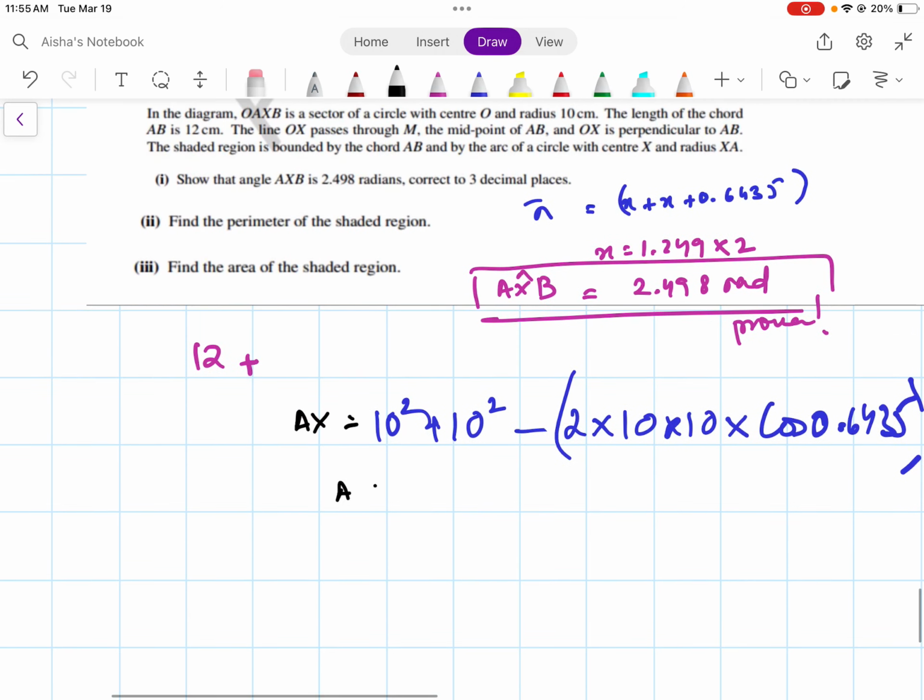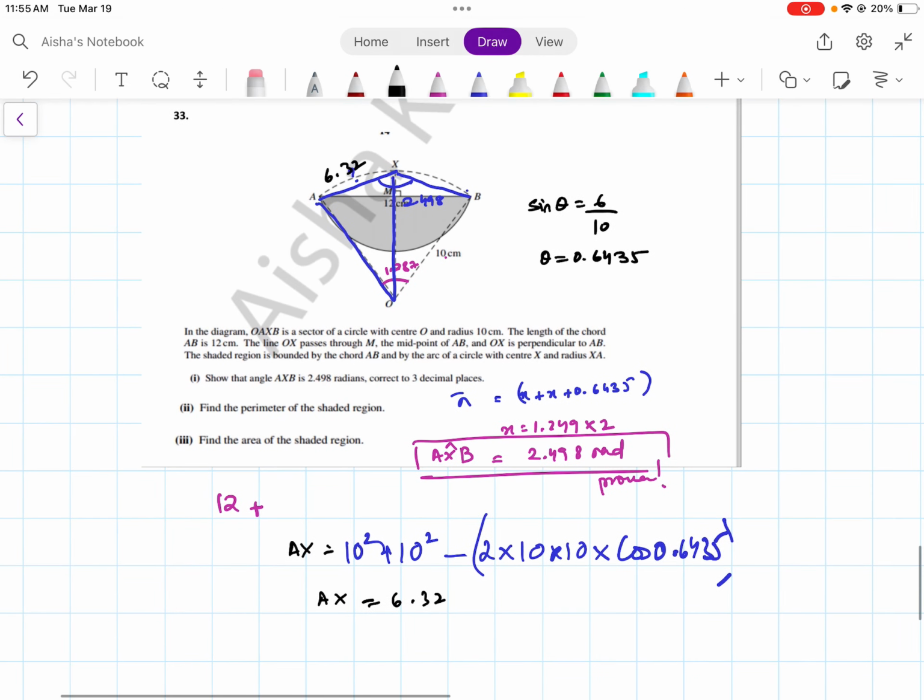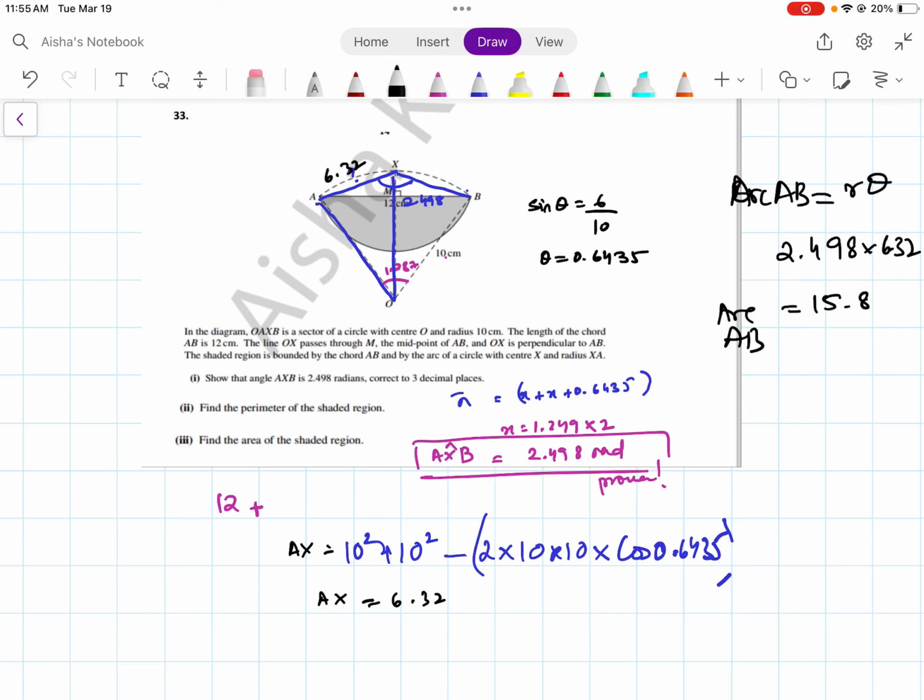Now the length of arc AB is going to be r theta. What is theta? Theta is 2.498 into r is 6.32. 15.8 is arc AB. So perimeter will be equal to the chord AB plus 15.8. That gives you 27.8 as my perimeter answer.